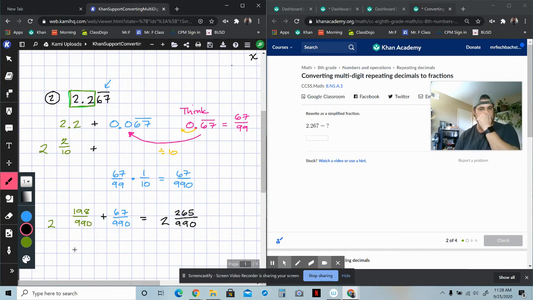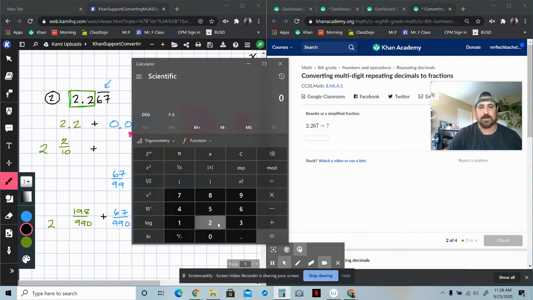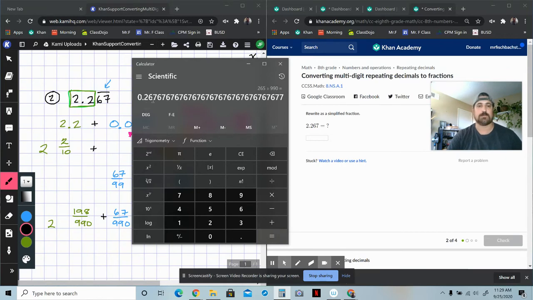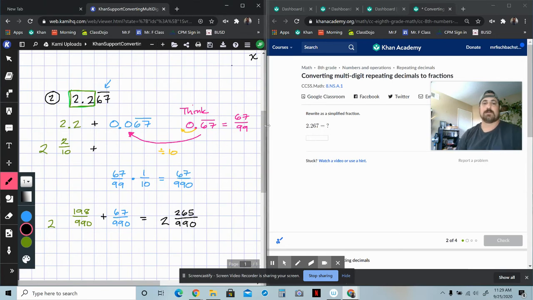Okay, fair enough. Now 2 and 265 over 990 can be simplified. But before we do that, let's just check to make sure it works. So is 265 divided by 990 equivalent to what we hope it would be equivalent to, which is 0.2676767? Okay, we did it. Good job. And now we're going to simplify this.